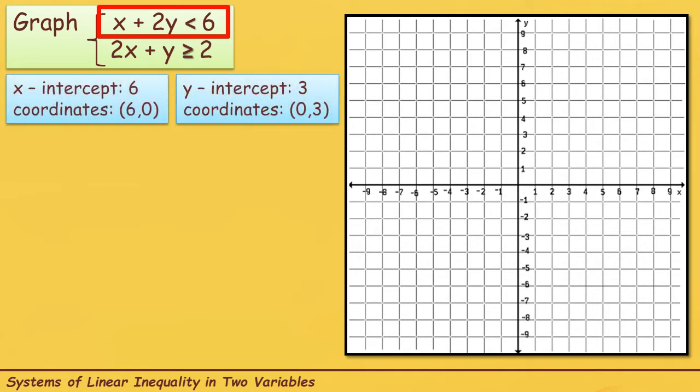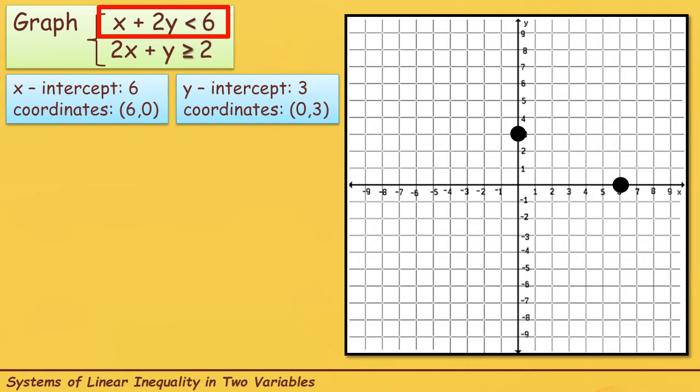Okay, next. We are going to plot the x and y-intercept in our Cartesian plane. x-intercept muna. Ang coordinates ng x-intercept is (6, 0). So this is (6, 0). Next is the y-intercept, (0, 3). So this is (0, 3).